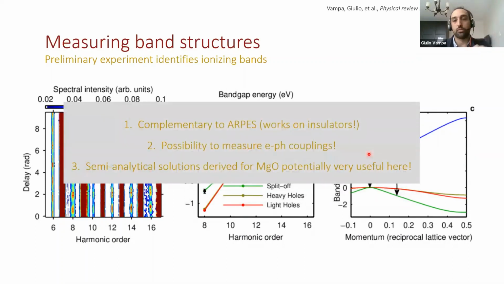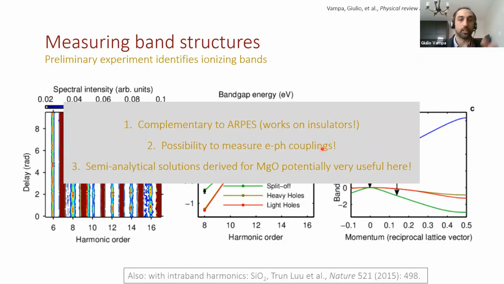It opens the way. It's complementary to angle-resolved photoemission spectroscopy, because you can do this on insulators. You can measure potential electron-phonon couplings, which is a kind of a holy grail. And, well, the last one we'll skip.